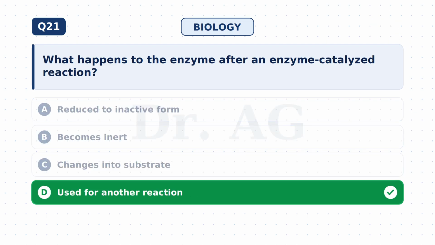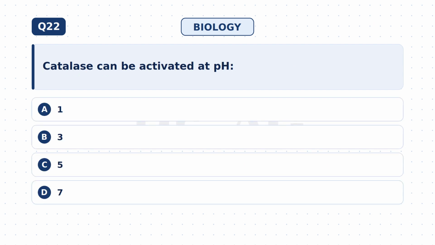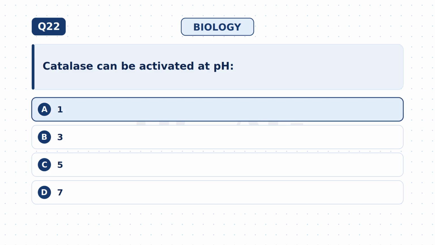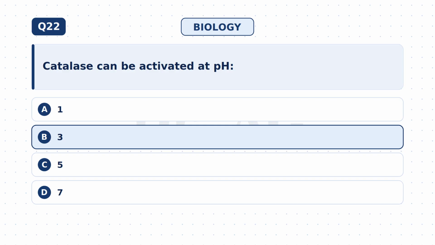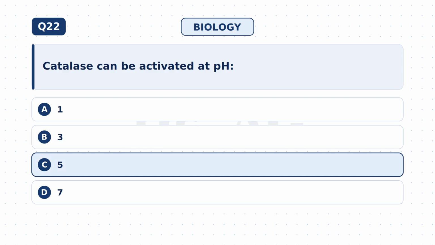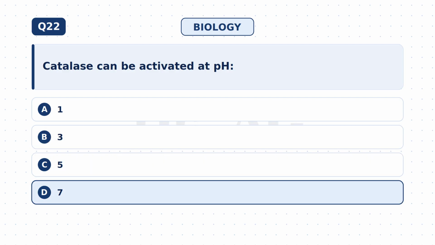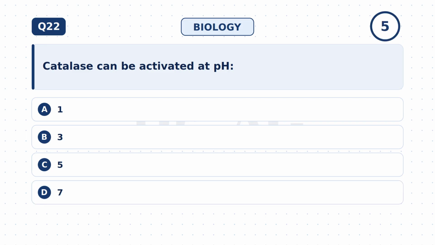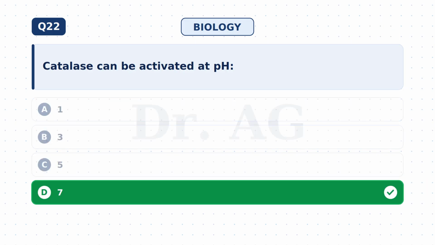The correct answer is D, used for another reaction. Question 22. Catalase can be activated at pH. Option A, 1. Option B, 3. Option C, 5. Option D, 7. The correct answer is D, 7.